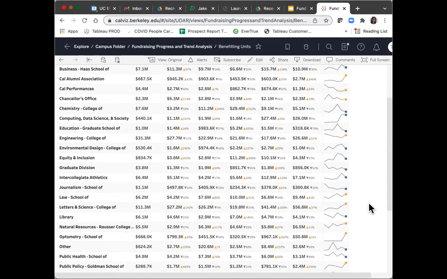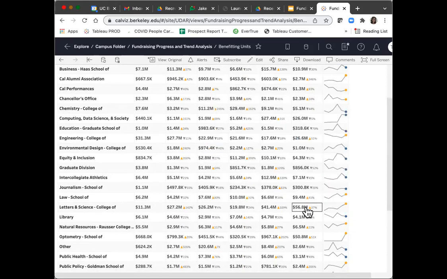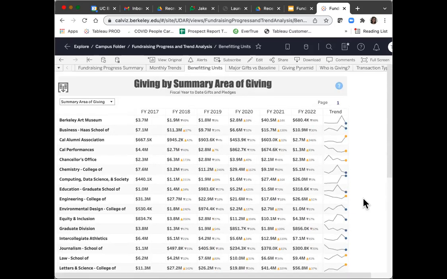I'll show tooltips are also an awesome thing to use to show more information, because they'll always be like, well, what's that next level of data? They can get it from the filters, but here's an easy and quick representation of it as a tooltip too.